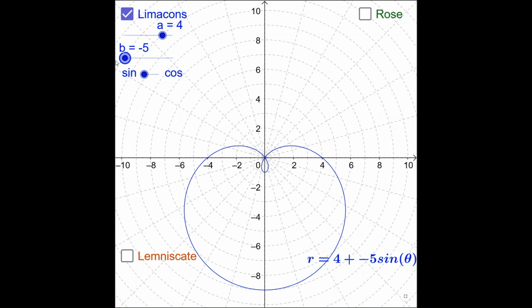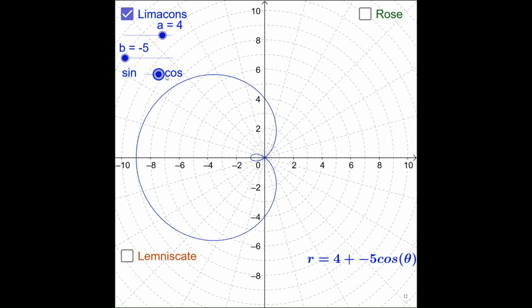So if we have r equals 4 minus 5 sine theta, notice the graph actually goes down now. And same thing if we did switch this to cosine. It's now going to the left. So r equals 4 minus 5 cosine of theta goes to the left. So if it's a sine equation, the graph is oriented and symmetric on the y-axis. If it's a plus, it's going up. If it's a minus, it's going down. And if it's a cosine graph, it's symmetric and oriented along the x-axis. If it's a plus, it's to the right. If it's a minus, it's to the left.